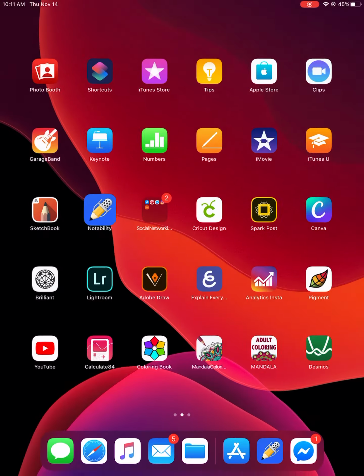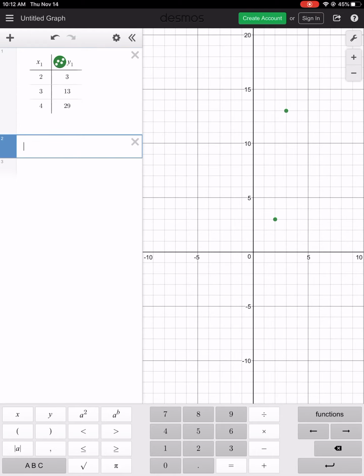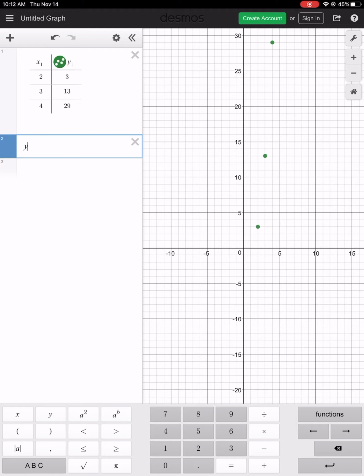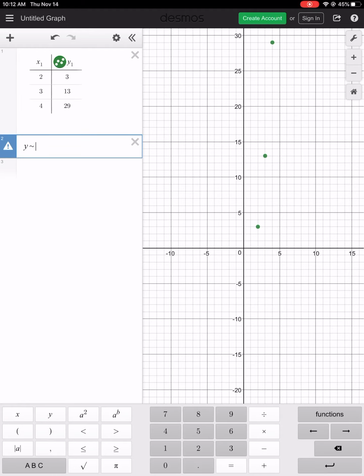So let's pull up Desmos. Alright, so I'm going to go to Desmos, add a table. My x's are 2, 3, and 4, and my y's that go with it. 2 goes with 3, 3 goes with 13, and 4 goes with 29. So now I'm going to type in, well, let's look. It looks kind of like half a parabola anyway. I'm going to type in my regression expression.